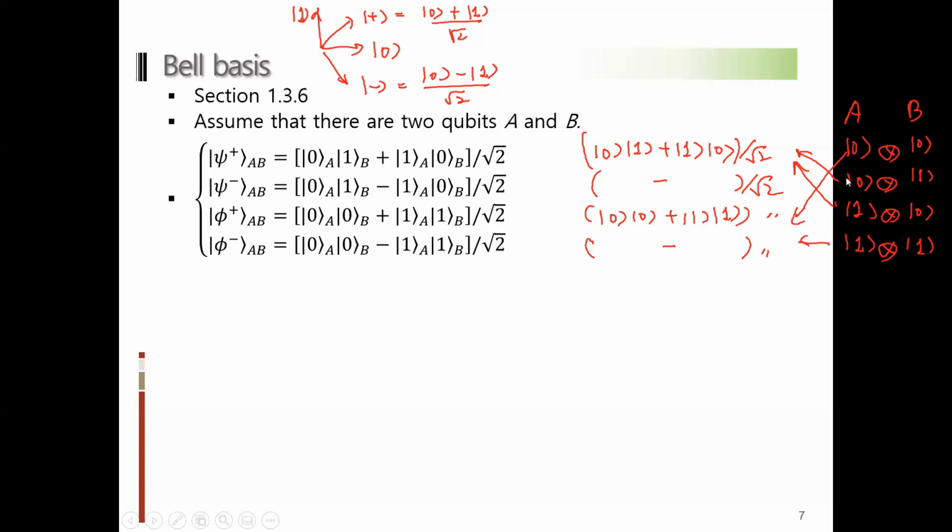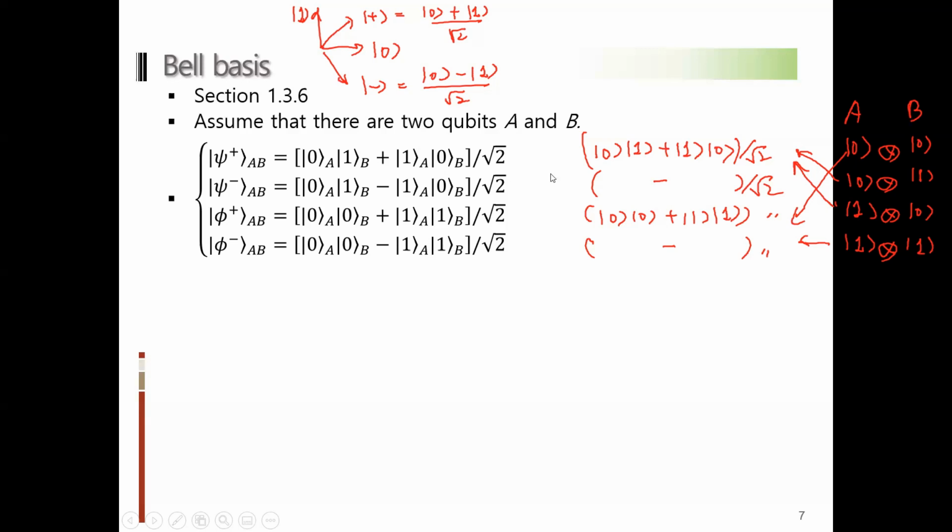If you remember how they were combined, psi means that the two components, each of the terms, are different: 0, 1 or 1, 0 type. For those cases, we call them psi. And you know why they are called either plus or minus. It is just the sign here. And if each of the terms are the same, 0, 0 or 1, 1, then we call these phi plus and phi minus.